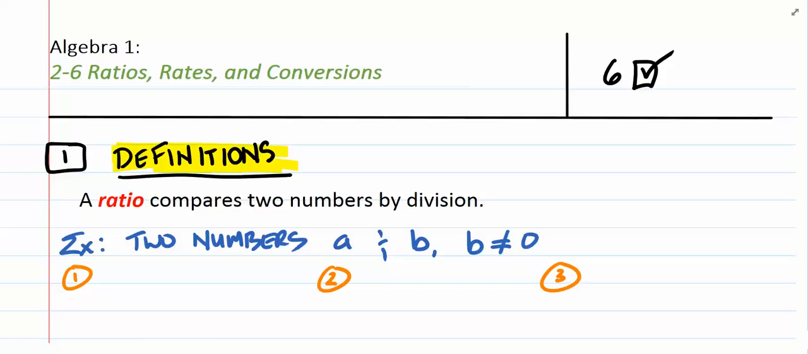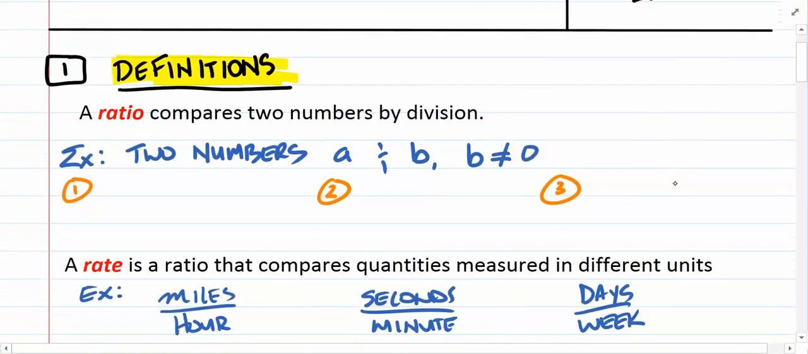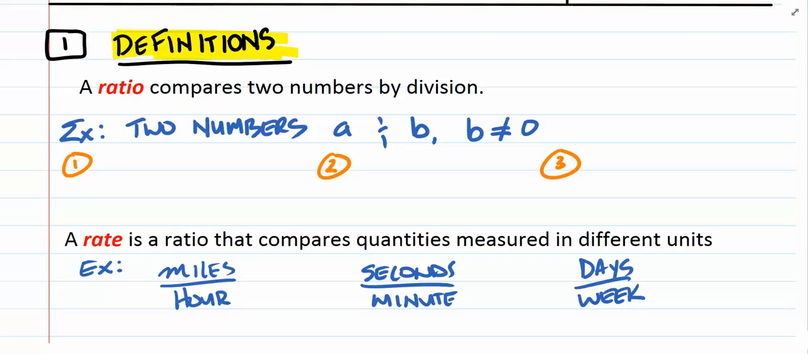Welcome to 2.6 Ratios, Rates, and Conversions. Let's begin by talking about some definitions. The first definition I want to talk to you guys about is a ratio. A ratio compares two numbers by division. Two numbers compared by division.